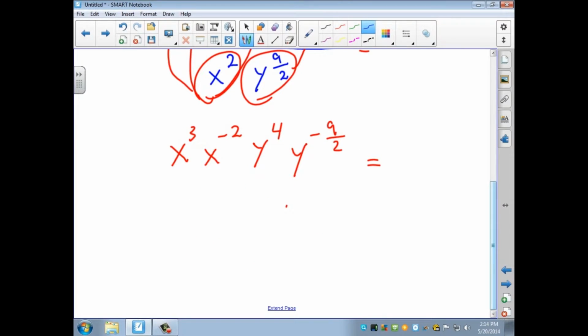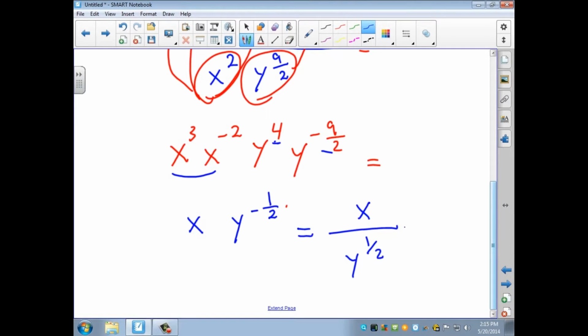So now h to the 3rd times h to the 3 times h to the -2, you write 1h and add up the power. 3 plus -2 would be 1. So that would be h. And y would be y to the 4th minus 9. 4 minus 9/2 is what? Is -1/2. Therefore, this can be written as h divided by y to the 1/2.